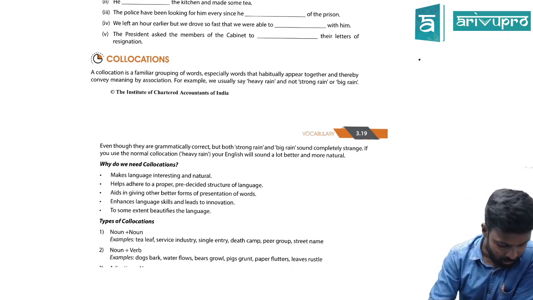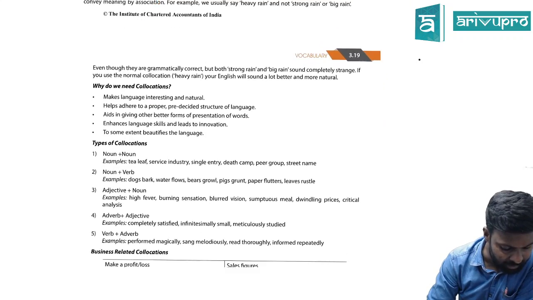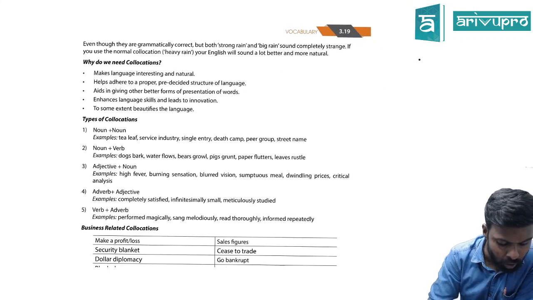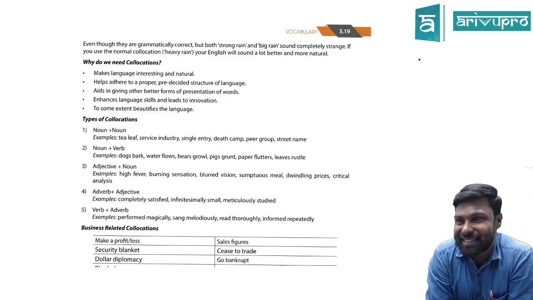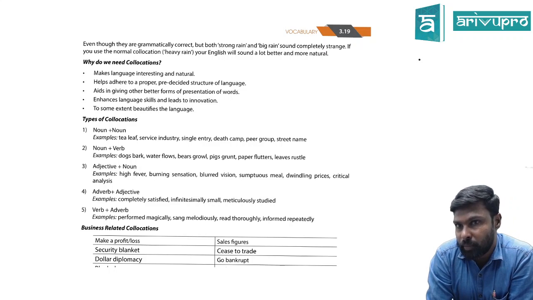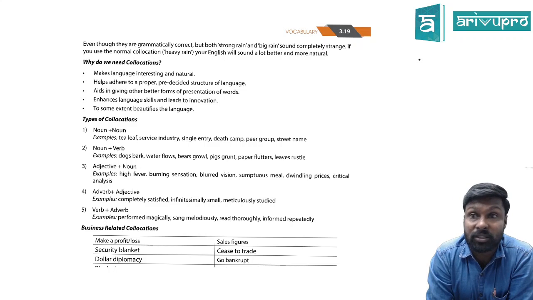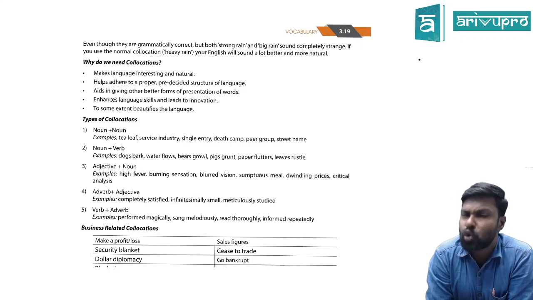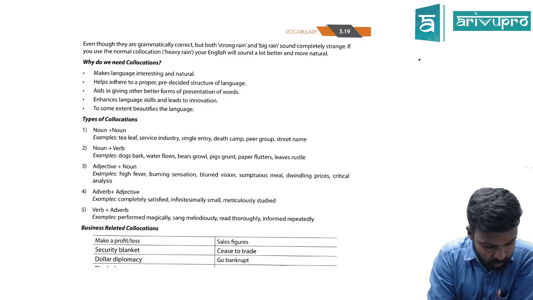Right. Let's see. What are these? Even though they are grammatically correct, both strong rain and big rain sound completely strange. You don't say big rain. But there are people who say there was big rains yesterday. There was a strong rain yesterday. But then there are also other ways of saying it: it rained cats and dogs yesterday. What do you mean? It rained heavily yesterday. Right? So that's also possible.